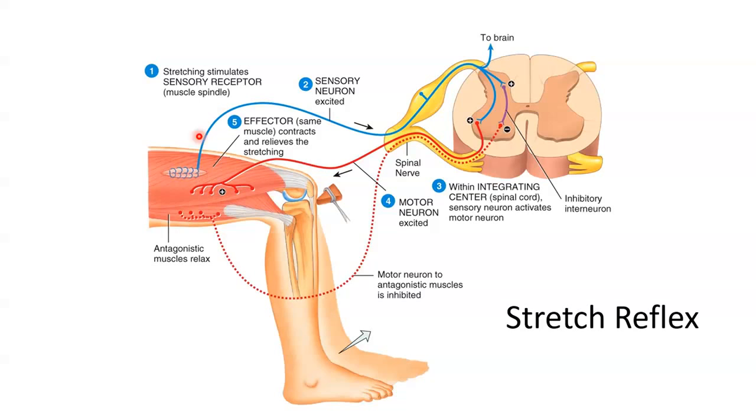So you can see how sometimes the antagonistic muscle, which is kind of like the opposite muscle, it might be your bicep and your tricep, or your quadricep and your hamstring, they'll need to do the opposite for the effector to actually have the required effect.